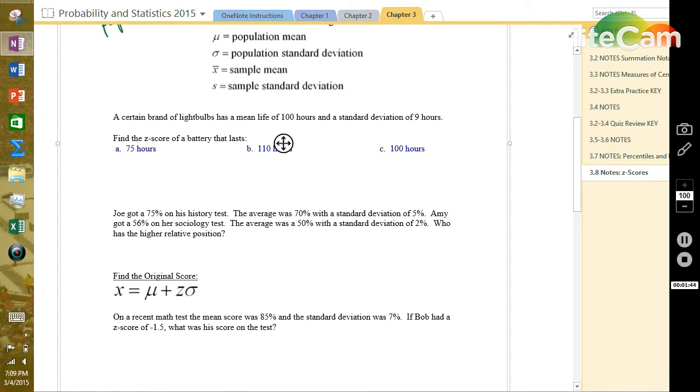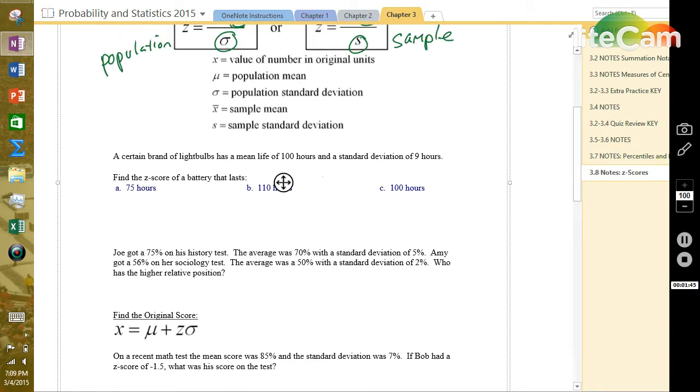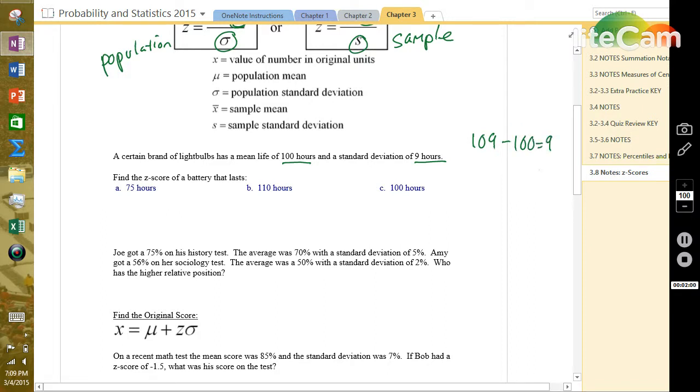In this example here, it says a certain brand of light bulbs has a mean life of 100 hours and a standard deviation of 9 hours. It'd be really easy to calculate the z-score for a data value like 109, because 109 is 9 values away, and our standard deviation is 9. So our z-score for 109 would be positive 1.